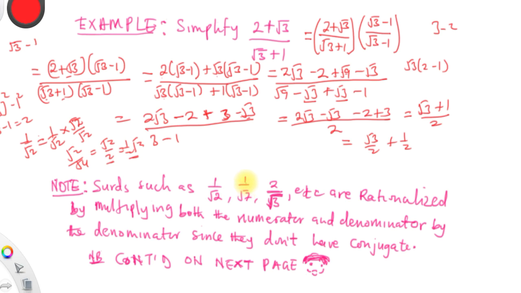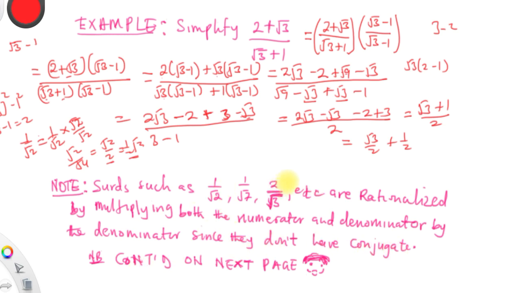So another example, we have 1 over square root of 7. Surds such as 1 over square root of 2, 1 over square root of 7, 2 over square root of 3, etc., are rationalized by multiplying both the numerator and the denominator by the denominator, since they do not have a conjugate. Yes, so that is what I mean.